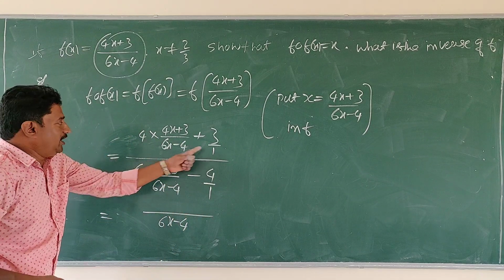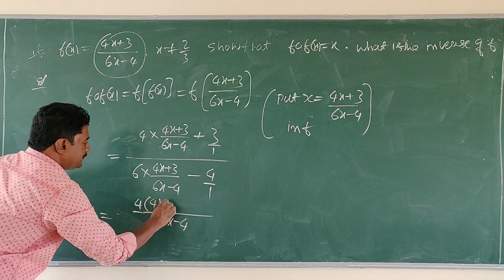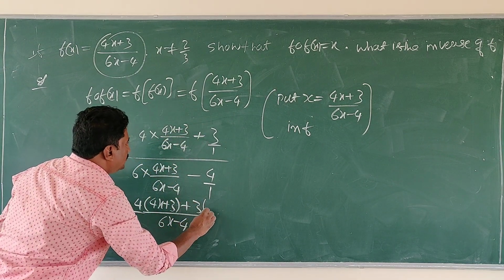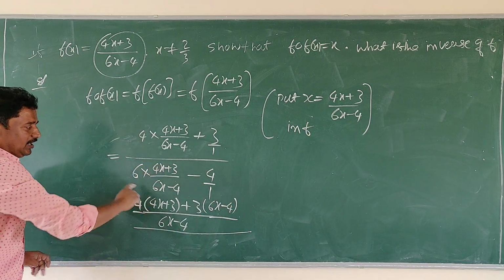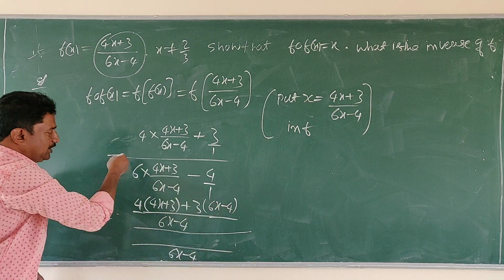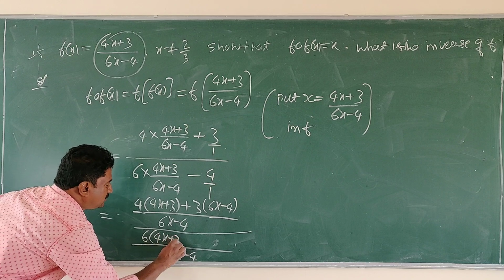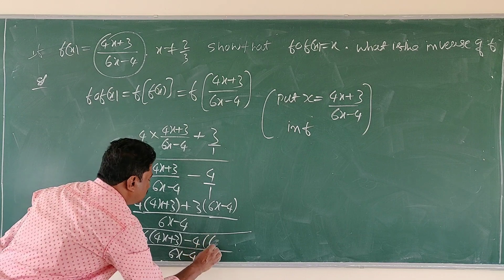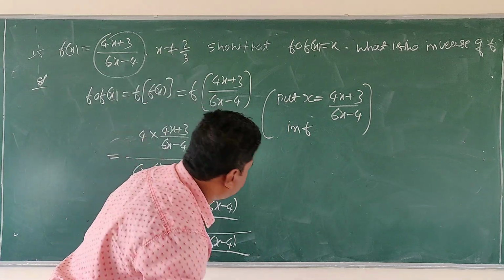Cross multiply. 1 into 4, 4 into (4x plus 3), plus 3 into (6x minus 4). Come down to the denominator. Again, what is the LCM? 6x minus 4. Cross multiply. 1 into 6 into (4x plus 3), minus 4 into (6x minus 4). So these two get cancelled. Simplify that.